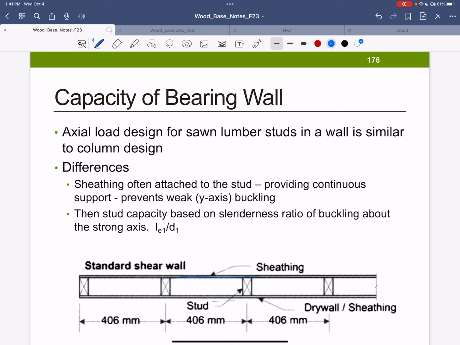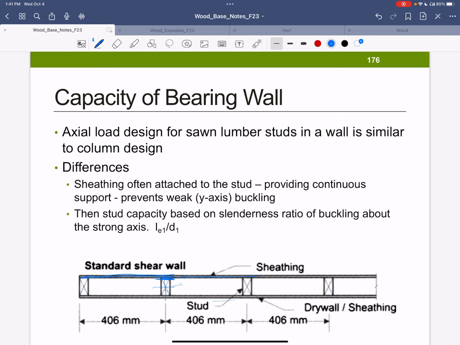Okay, so axial load, differences between this and a column. I'll have a sheathing attached to the stud directly, and this actually forms this up. So you can start looking at this more like a single cross section that's almost like a box or something like this, but this helps stabilize these from being individual little columns, and this prevents the y-axis or the weak axis buckling, right? So here's strong axis, weak axis. So I'm not going to get these things going sideways, which is great.